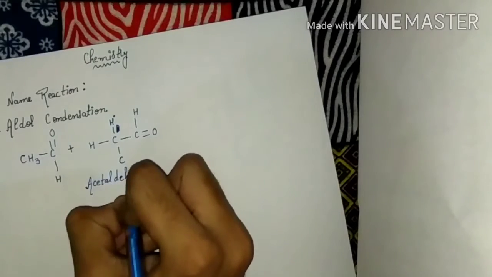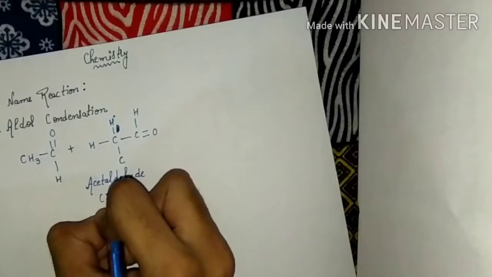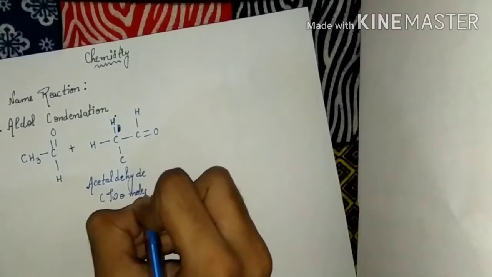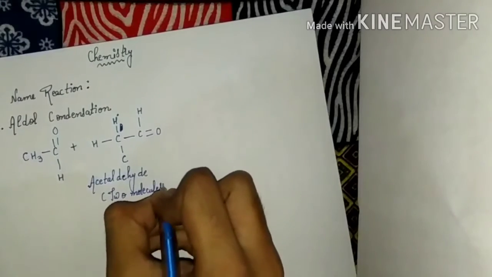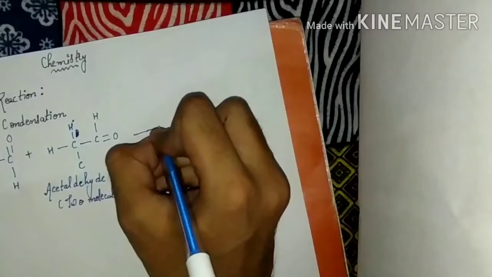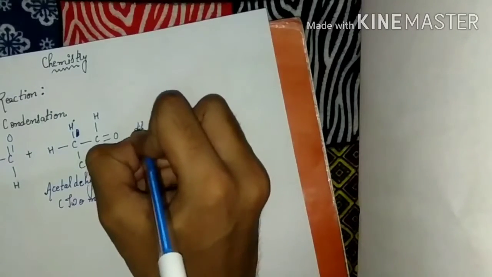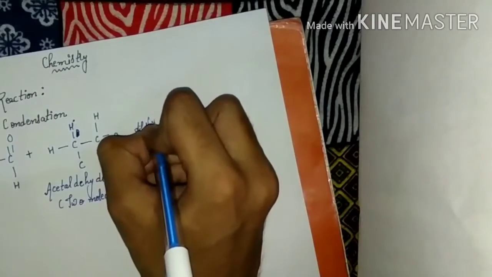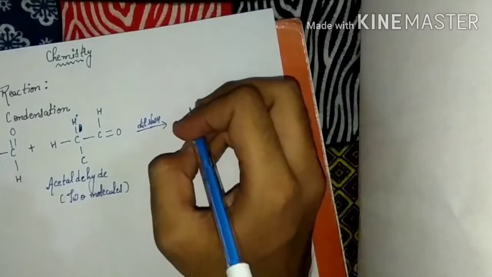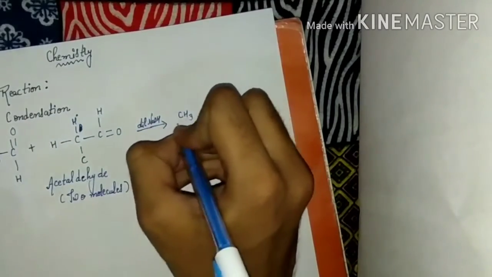Acetaldehyde, two molecules, in dilute NaOH gives what? Gives aldol, meaning 3-hydroxybutanal. How do we write 3-hydroxybutanal?